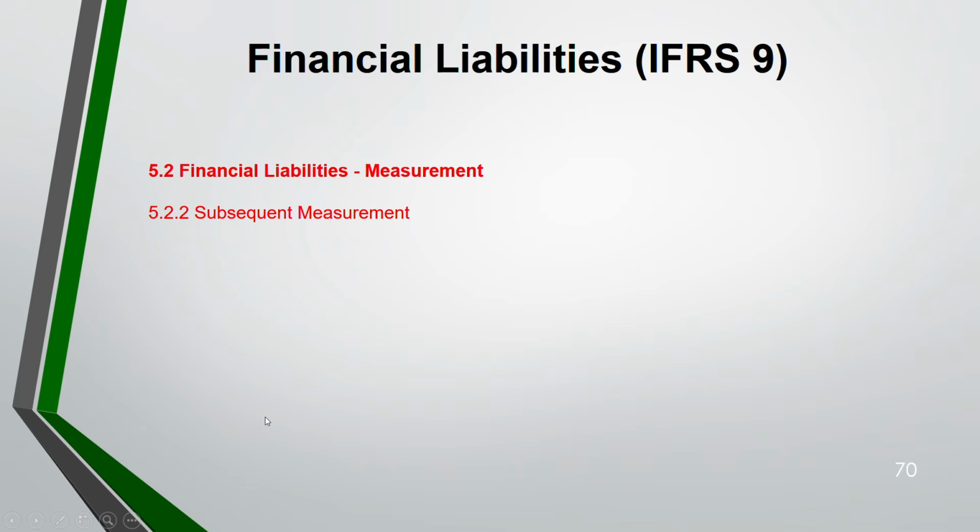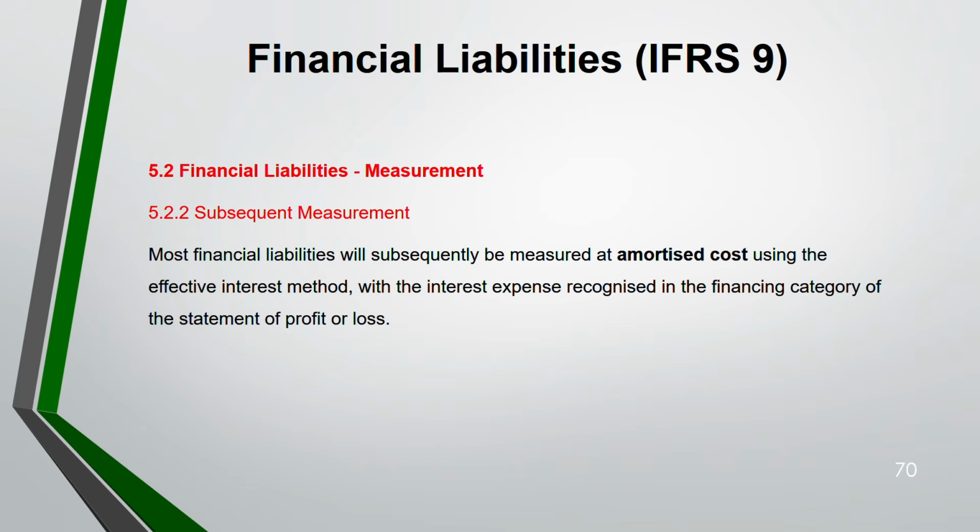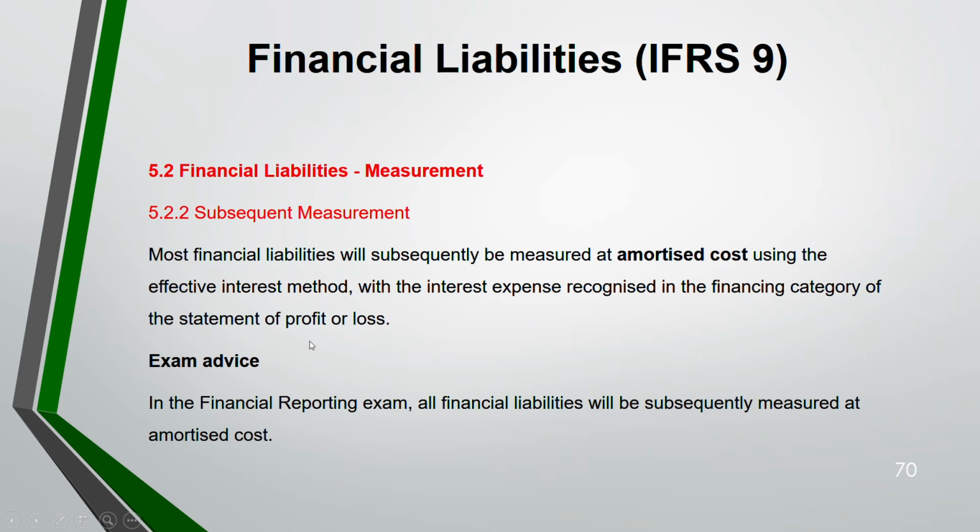Now, subsequent measurement. Most financial liabilities are at amortized cost using the effective interest method. We have seen that for financial asset. Same way. This time it's not interest income, it's your financial liabilities' interest expense. You have to pay their interest, which will go in the financing category in your statement of profit and loss. See, all this while the interest income that you are receiving goes in the investing category, but this time interest expense will go in the financing category. Now, in your FR exam, all financial liability is subsequently measured at amortized cost.